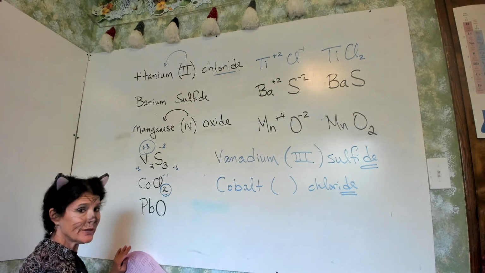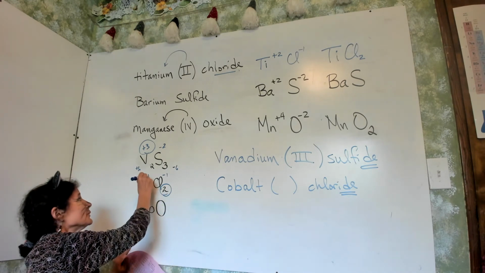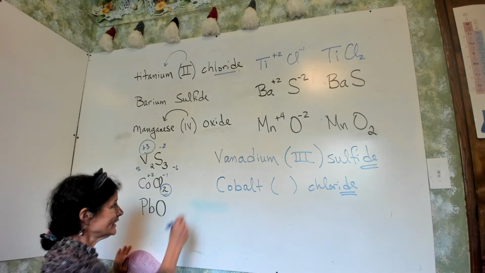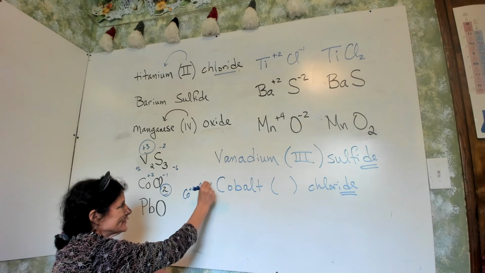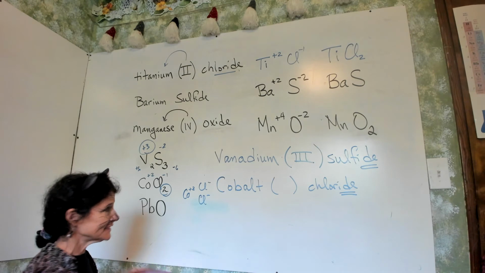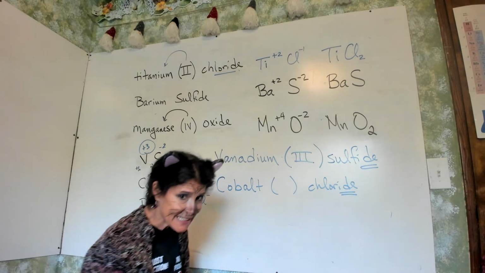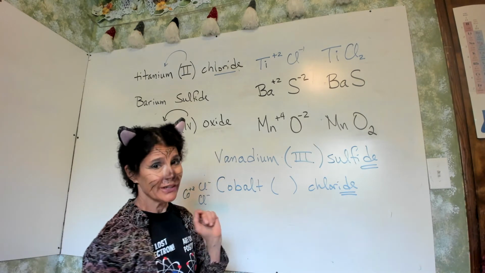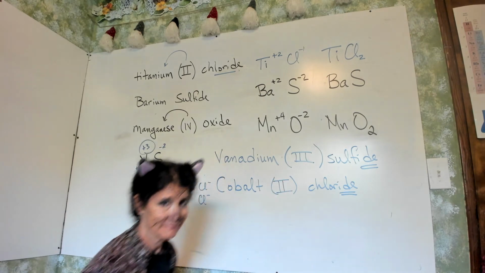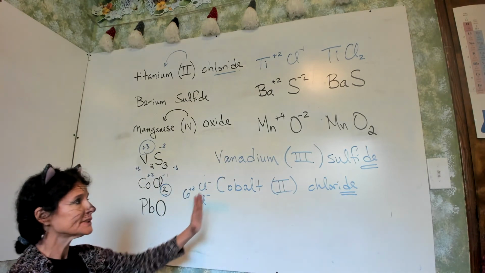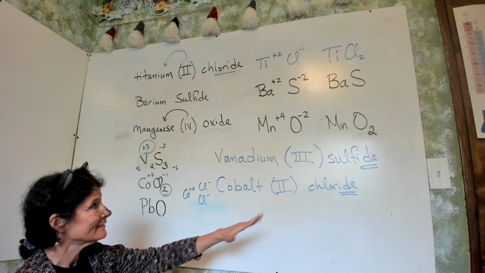This 2 means that the cobalt has to be a +2. So the cobalt's a +2, and then there's 2 Cl's, and each Cl is -1. That was given. I gave you the ratio. You're just telling me the cobalt has a 2. So it's called cobalt 2 chloride.